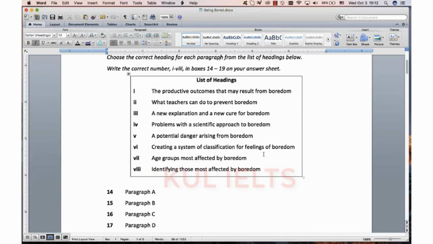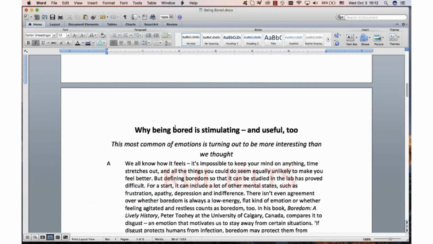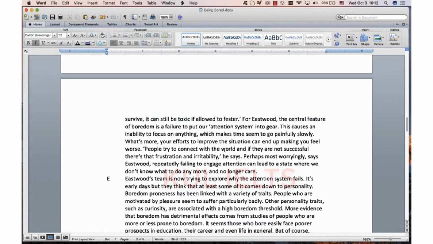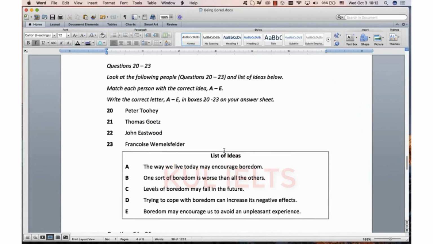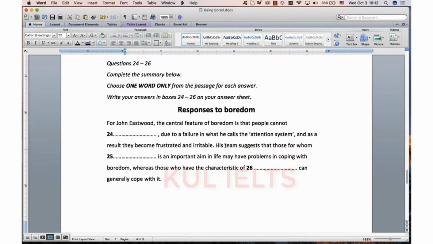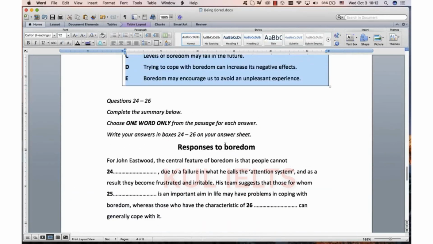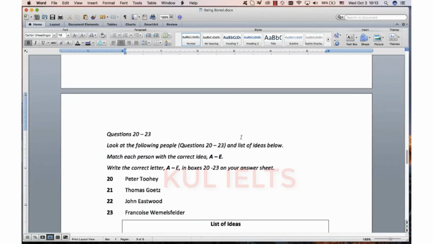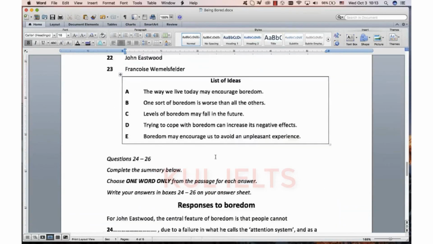Okay, on to passage 2, and this is called Why Being Bored is Stimulating and Useful Too. So we have a list of matching headings, one of these matching people with a statement or idea, and a short summary. So really up to you. If you want to start with the matching headings, that's fine. I would probably leave this for last.